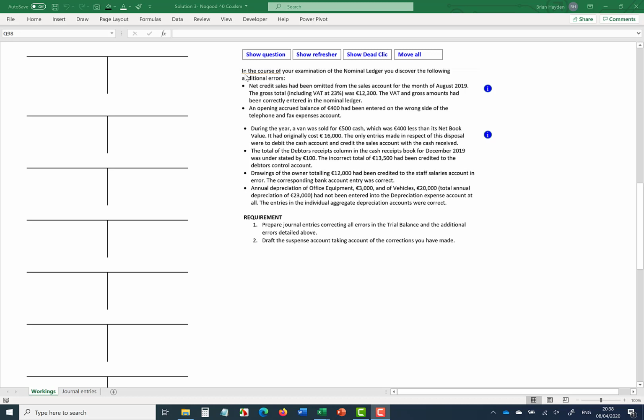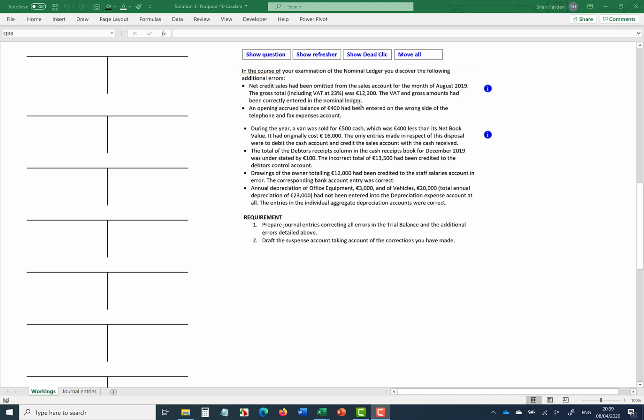So looking at the details of the errors. In the course of your examination of the nominal ledger, you discover the following additional errors. So the first one, net credit sales had been omitted from the sales account for the month of August 2019. The gross total, including VAT at 23%, was 12,300. The VAT and gross amounts had been correctly entered in the nominal ledger.